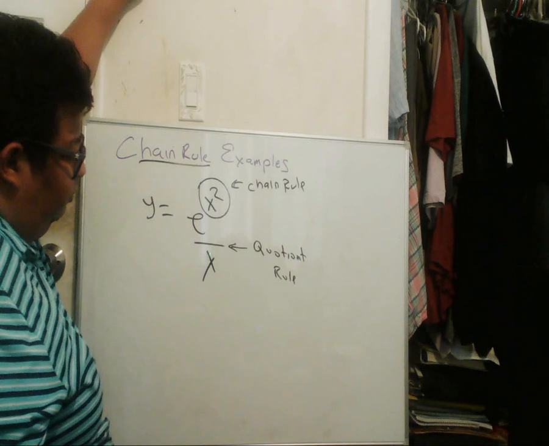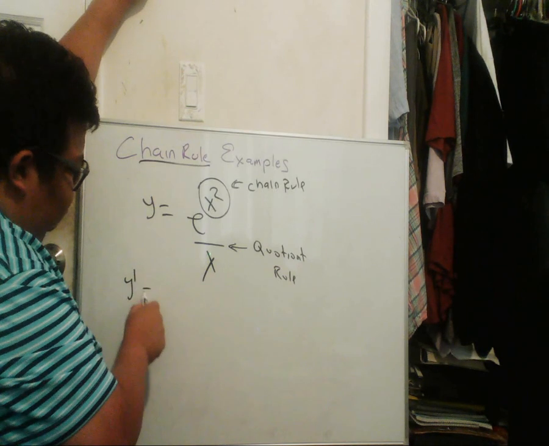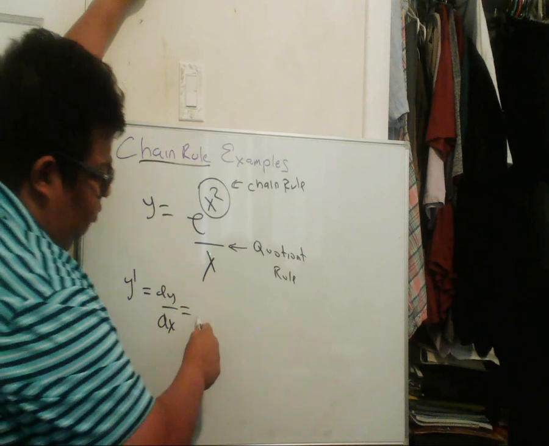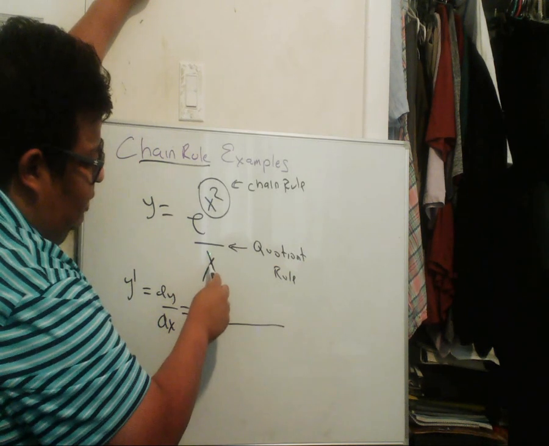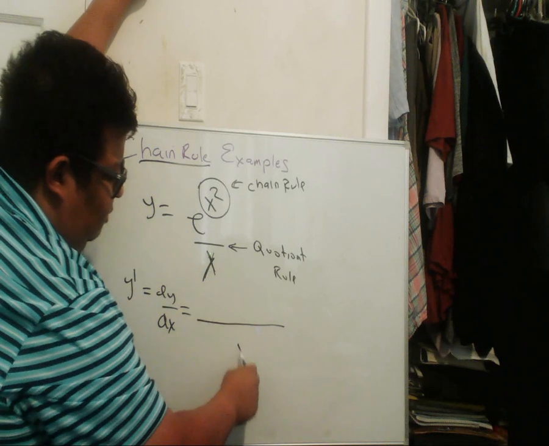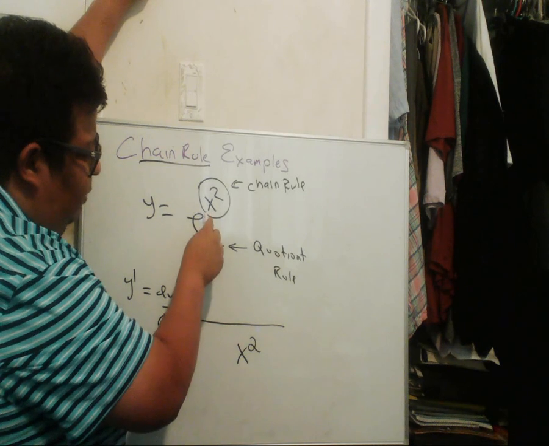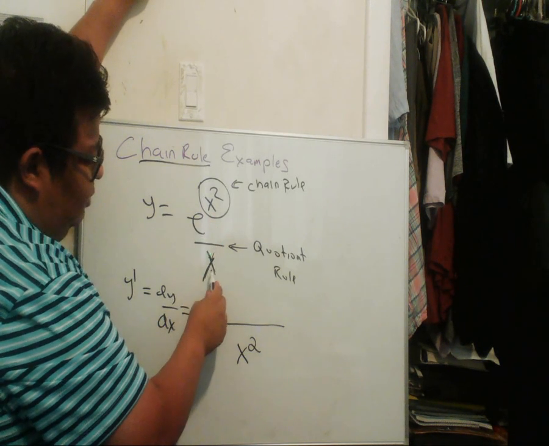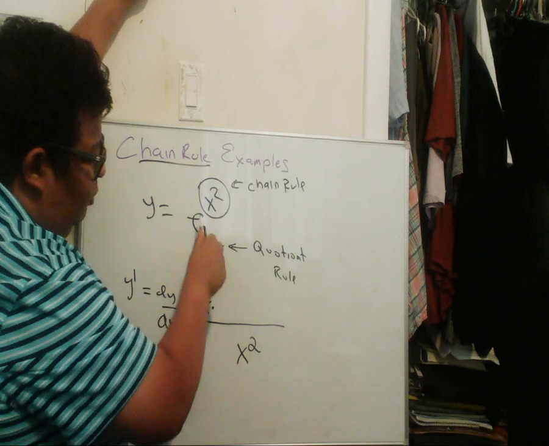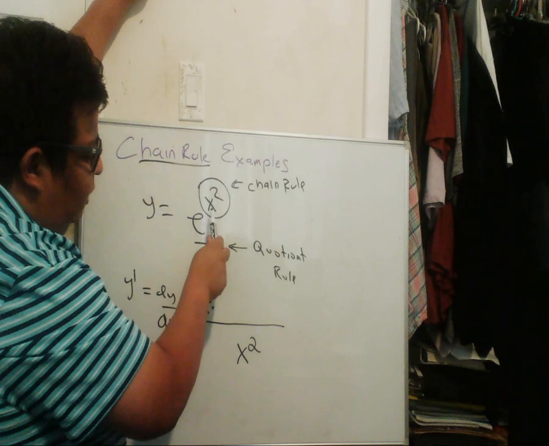Now the quotient rule says that y prime, or dy/dx, is equal to two things. The bottom part is going to be x squared, because it takes the bottom and squares it. The top part says that we take the derivative of the top times the bottom. The bottom is x, and then we subtract the derivative of the bottom times the top.